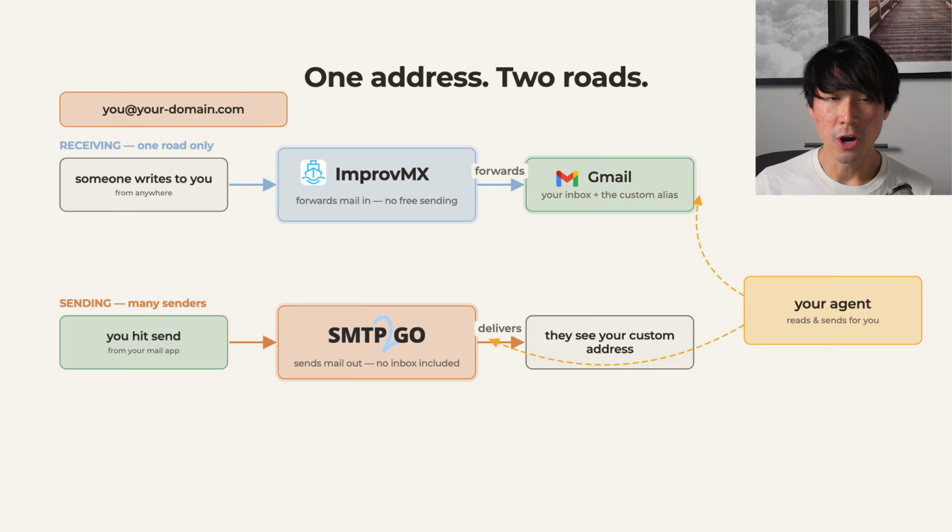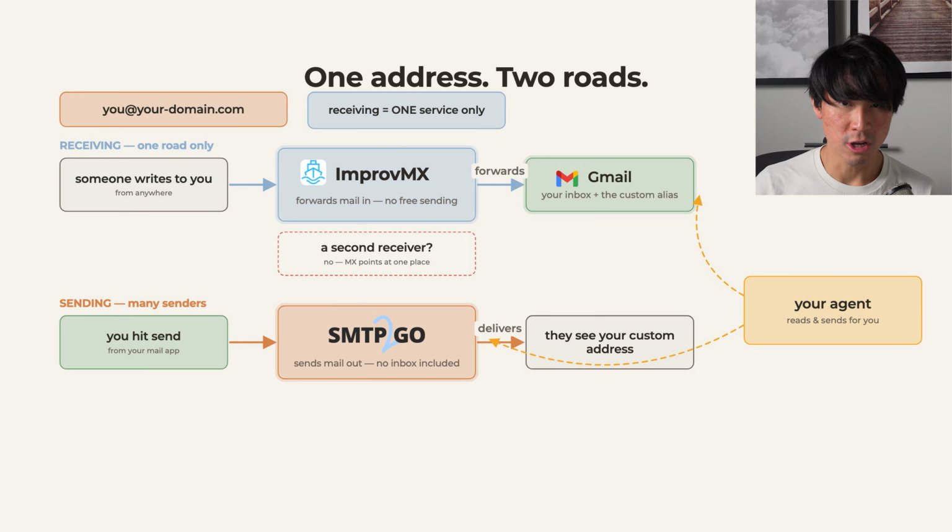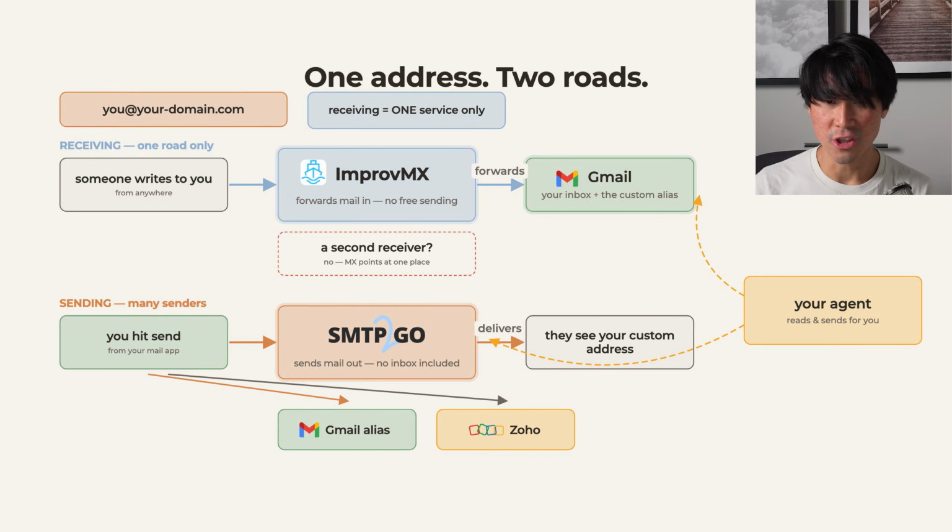The one thing you might not know is in order to receive emails, you can only point it at one service. And so you can't set it up where you receive emails in multiple locations, such as your Gmail and a different mailbox, such as Zoho, which we'll talk about later. But with outgoing mail, you can send it from multiple places. So we'll set that up with Gmail as an alias, as well as Zoho as another one.